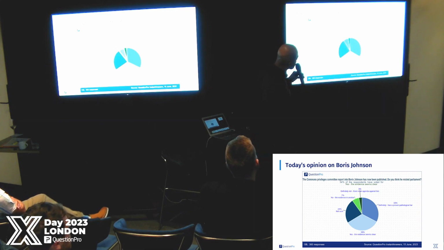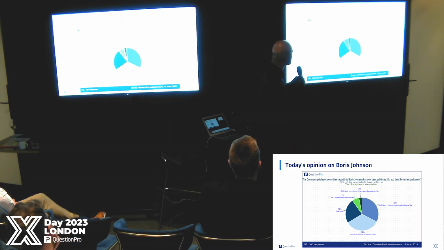You can see there's a good percentage saying yes, the evidence seems clear, and definitely he's a proven pathological liar. Then we've got 3% saying definitely not, there's an agenda against him. No, there's no clear evidence, and a good portion that says not sure, maybe no opinion.